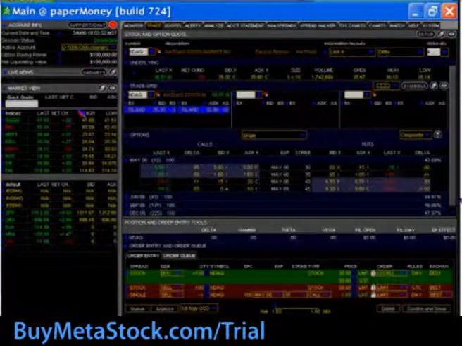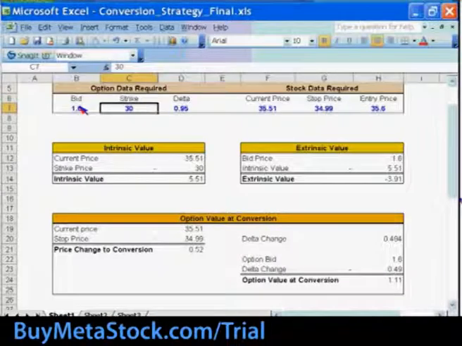I'm going to put in, can everybody hear me? Because I'm not getting any interaction. 1.60 and 59. 1.60 is the bid. This is a $35 strike, .59.